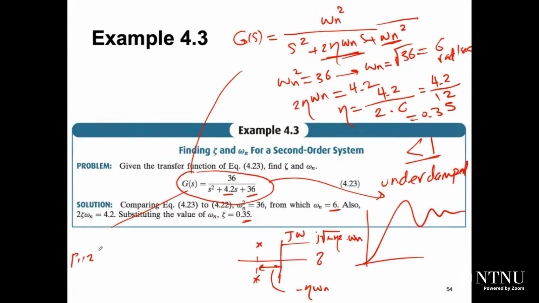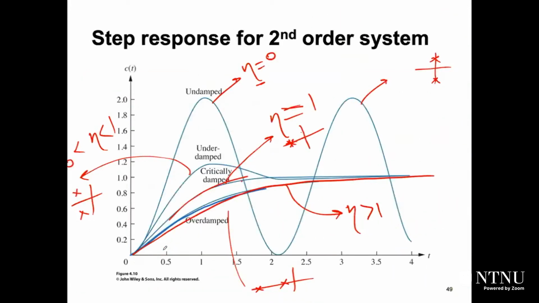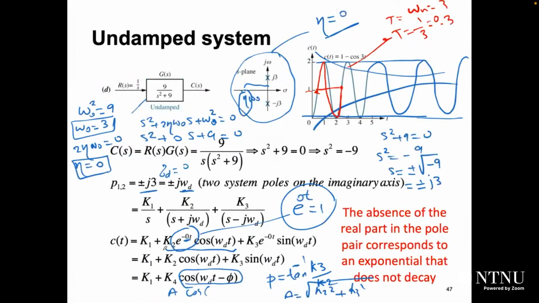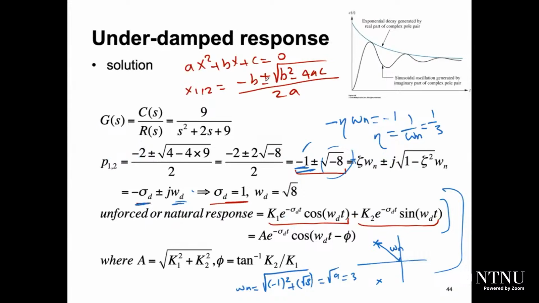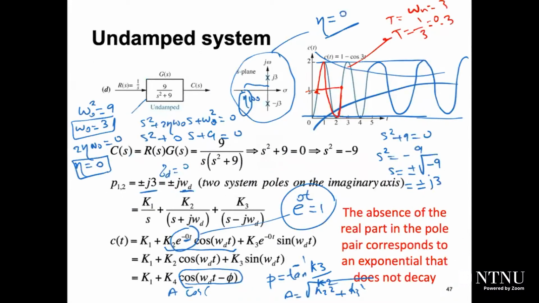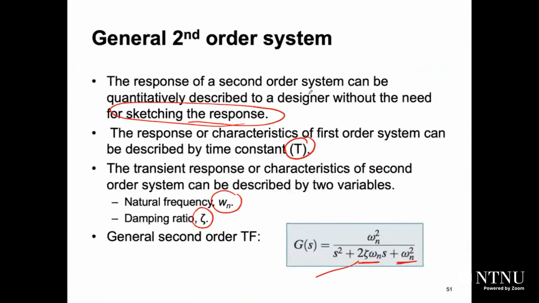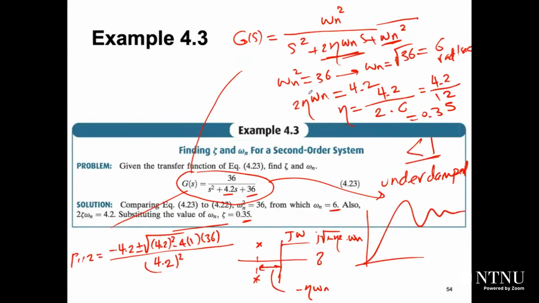So P1 and P2 will be minus b, which is minus 4.2, plus or minus the square root of b squared, which is 4.2 squared, minus 4ac, which is 1 multiplied by 36, divided by 2a. Okay, just to ensure, yes, it will be minus b plus or minus the square root of b squared minus 4ac, divided by 2a. So this divided by 2a, which is 2 times 1, it would be 2, right?